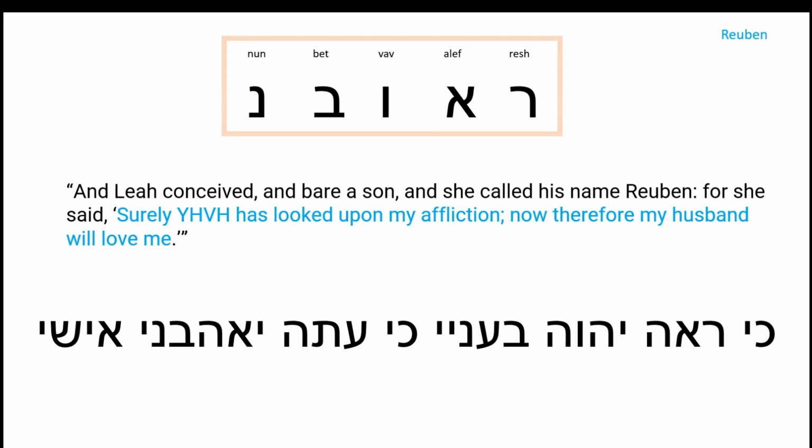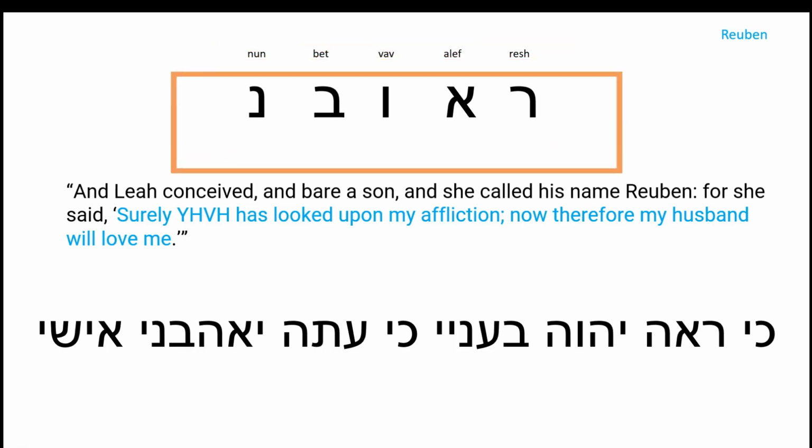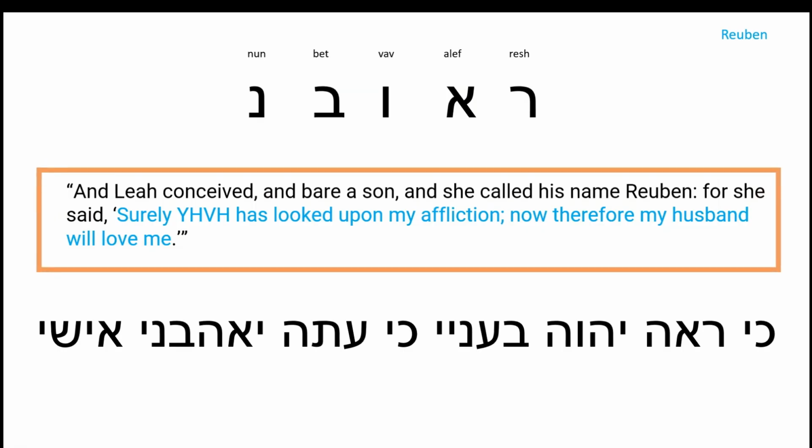And the way this screen is set up, let me show you, because we will be using a screen just like this for each of her 6 sons: we've got the name at the top along with the names of each of the letters. So the name Reuben is spelled Resh, Aleph, Vav, Beit, Nun. And just below that, we'll have the Bible verse that talks about the birth of the son and why Leah chose to name her son the way she did. Her words are going to be in blue.